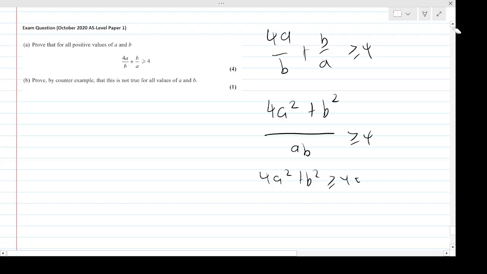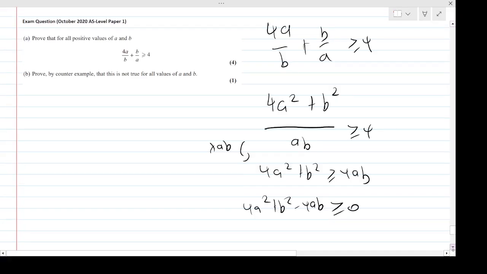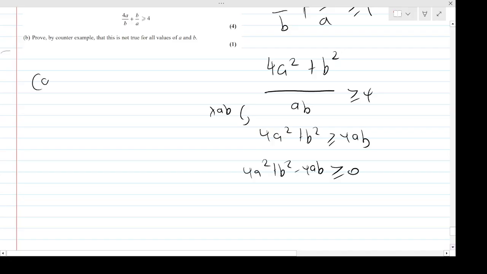Now, the inequality does not change direction, does not flip, because it's positive again. a and b are both positive, so if we multiply by ab, ab is positive as well. So I'll make a note there: times by ab, that's positive, so there we are. Okay, so then I'm probably best to take away 4ab from both sides. And that's greater than or equal to 0. Now at this stage we should probably consider either a plus b squared or a minus b squared. Well, we have a negative here, negative 4ab, so it's probably best to consider a minus b squared.